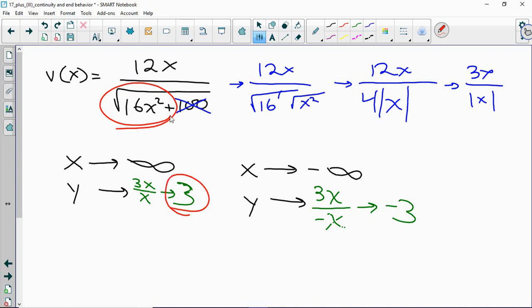If we put in a negative value for x, we're still squaring it, which is going to make it positive. Positive times a positive is positive. Square root of that, it's positive. But the numerator is still going to be a negative times 12. Negative divided by a positive is negative. That's the sign that we had there.